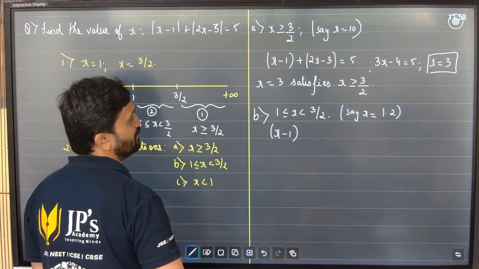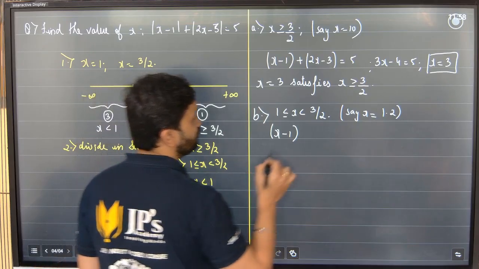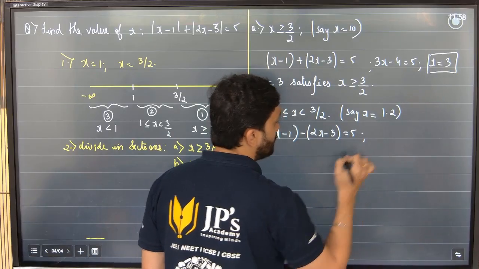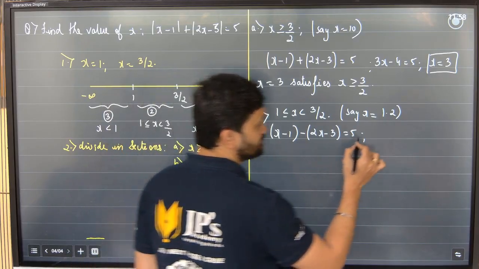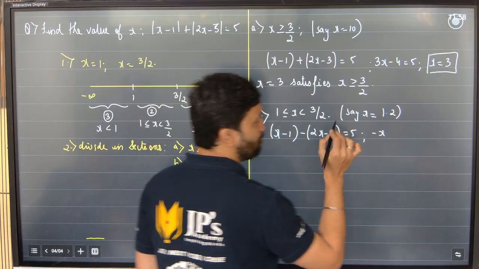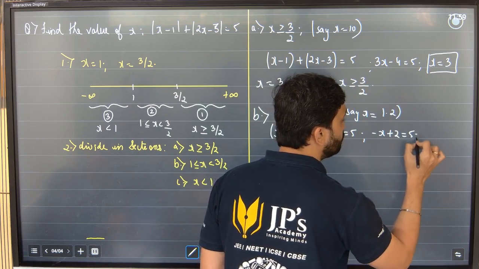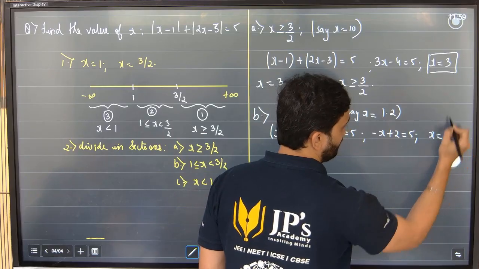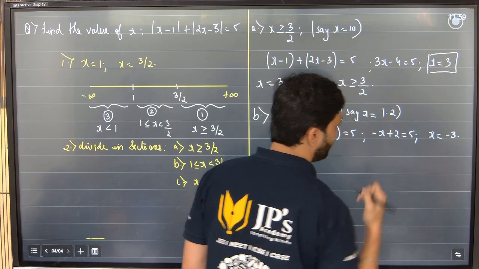In the second part, if I substitute, will it give me a positive answer or negative answer? It will give you a negative answer, is equal to 5. And now if I solve this, x minus 2x will give you minus x, minus 1 plus 3 will give you 2, is equal to 5. Therefore, x is equal to 7. No, x is equal to 5 minus 3 is 2. 5 minus 2 is 3.